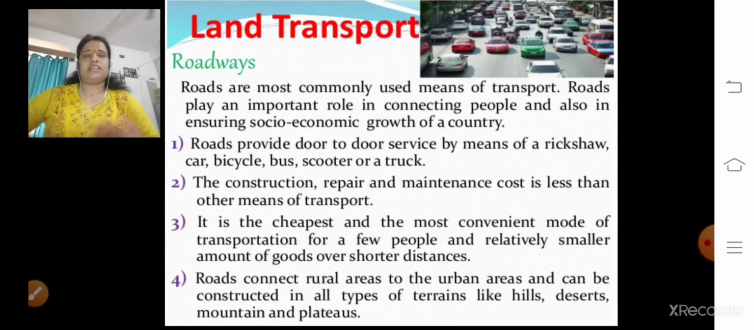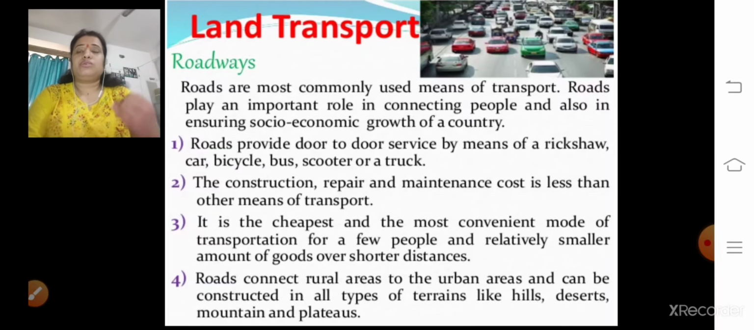From these lines, we can say roads are a very important lifeline of national economy, because they connect people also. How do they connect people? When we are moving from one place to another, for marketing, for shopping, to meet our relatives, and it also connects your rural area, your village, to a city, and ensures socio-economic growth of a country.